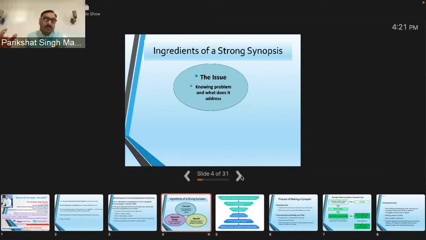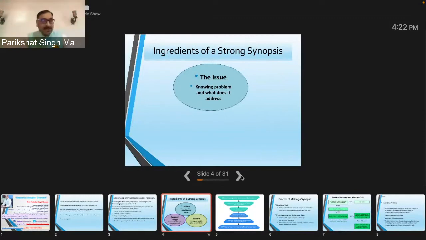Half of us are not aware of what the problem is. We are not even aware of what the problems in our lives are. We are not able to understand because we are not able to hit the core issue. We keep ignoring that core issue, and in times to come, it becomes a hassle for us. So the clarity vis-a-vis the issue, knowing the problem and what it addresses, is a very important aspect that you need to work on.